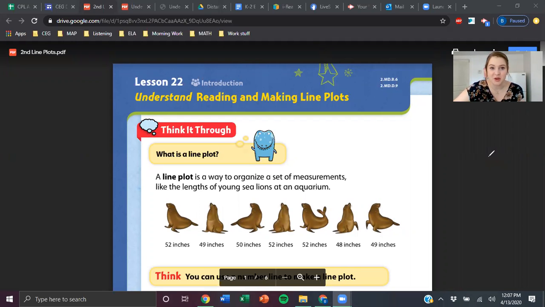Today, we are going to jump right in to lesson 22. This is the math packet for this week of April 13th, and we're going to be working on understanding how to read and create line plots.